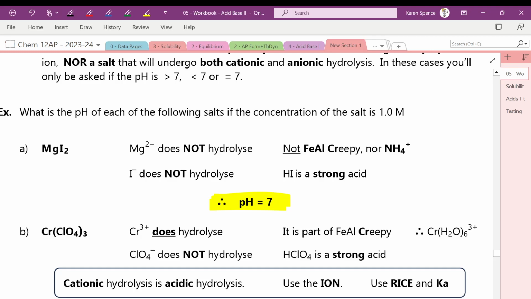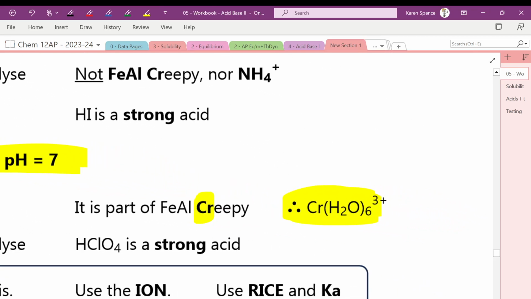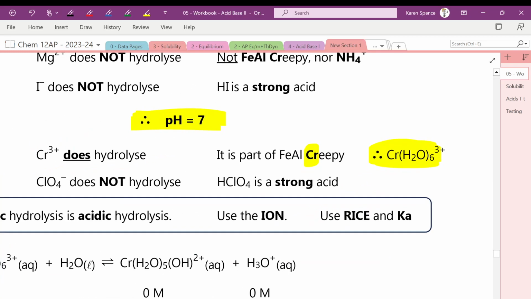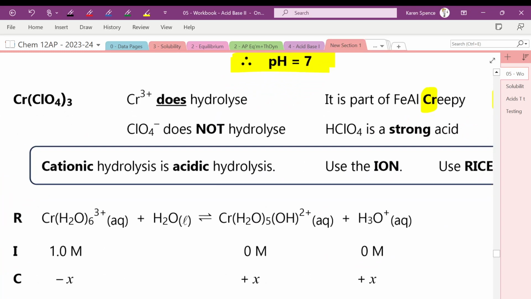CrClO4. Does Cr hydrolyze? Yes, it is part of the group of Fe, Al, Cr, ammonium. And either on the AP exam you will be given this, or if it's the regular test, you still have your data booklet, yes? So you are going to look in your data booklet and you will find this reaction.